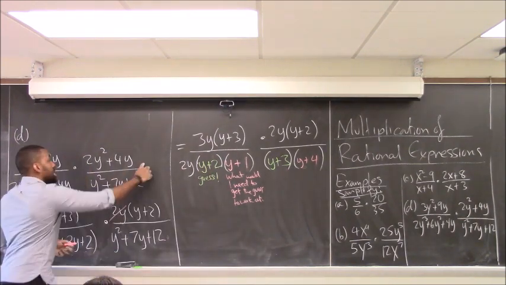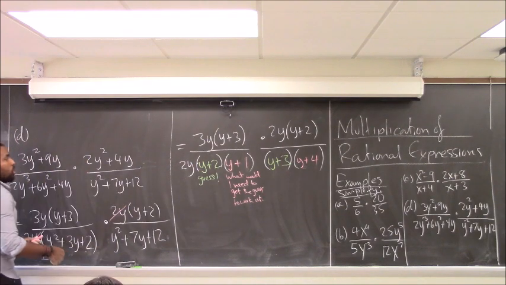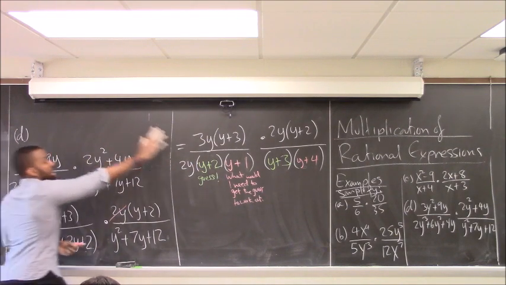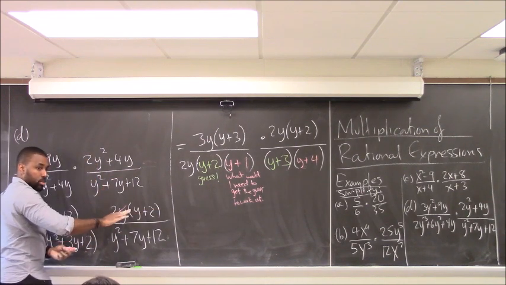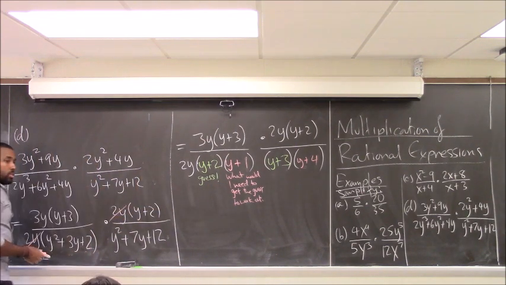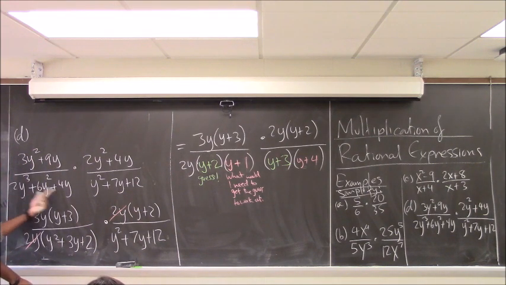If this were an equal sign, what I could do is I could divide both sides by 2y, right? Without that equal sign, this is not an option. Okay? So be careful how you're affecting things. I know you want to simplify this right away by dividing things out, but you can't really get that done. You want to think factor.